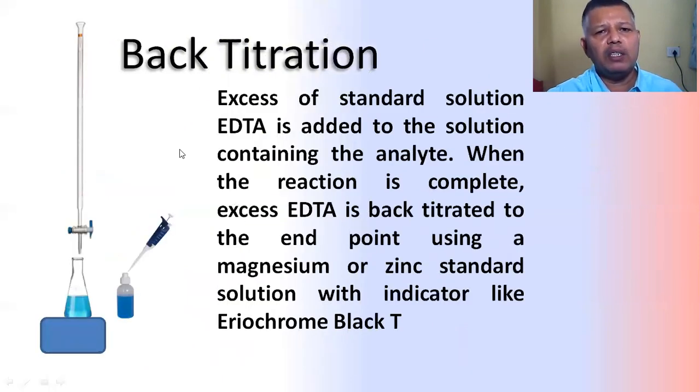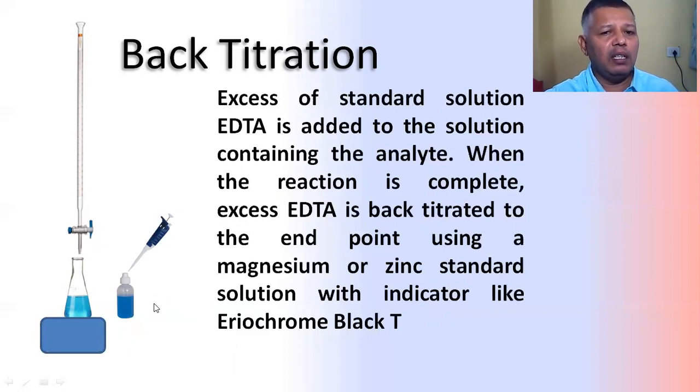Now in the back titration, an excess of the standard solution of EDTA is added first to the solution containing the analyte. The metal ion in the solution forms the complex first, and when the reaction is completed, the excess EDTA is back titrated to the end point using a magnesium or zinc metal ion standard solution with the help of Eriochrome Black T indicator.